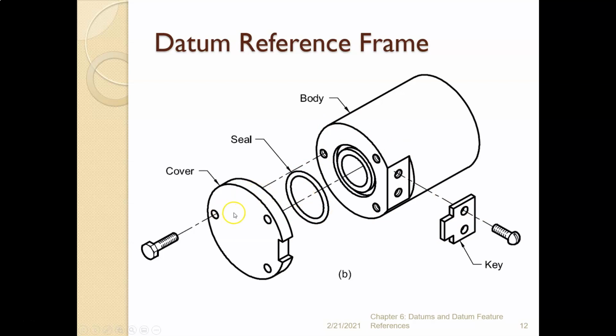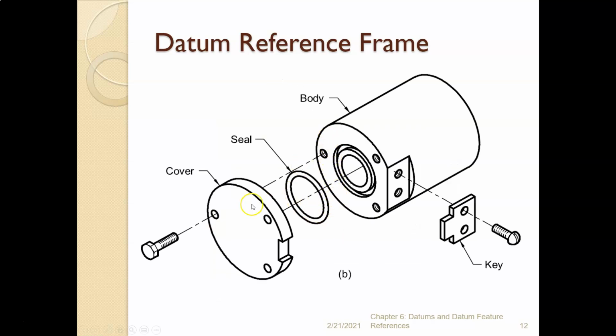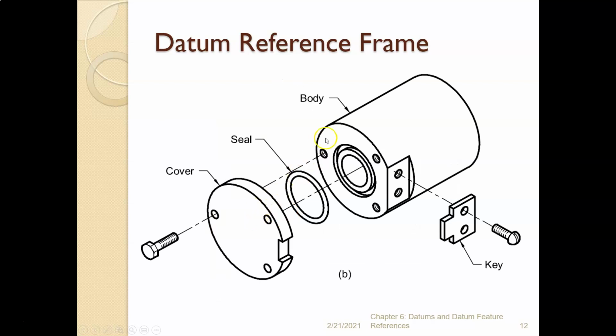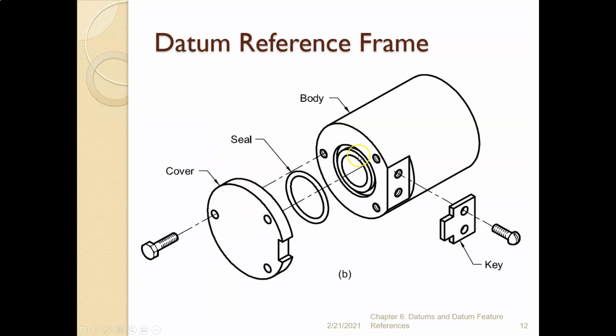So let's look at a drawing. How would we define a drawing and the datum reference frame for the cover? Okay? So what we want to do is ask ourselves, where does the part live? Where does the cover live? And I think if we go back to the drawing, it's clear to say the cover lives on the surface of the body right here, right? So that's this red line right there. All right, so that surface is an important surface. It's where the cover sits on the body. The cylinder that you can't see here goes into the hole.